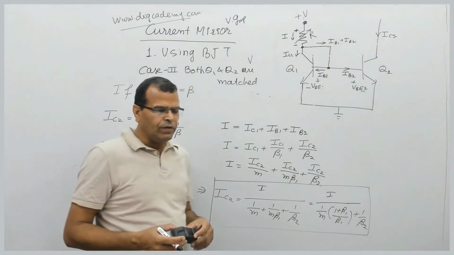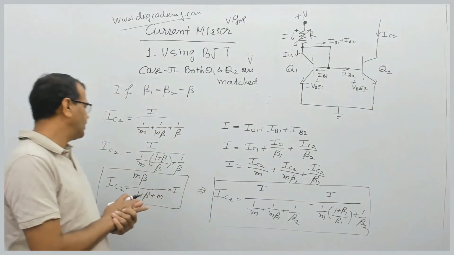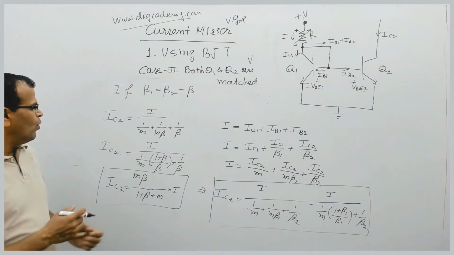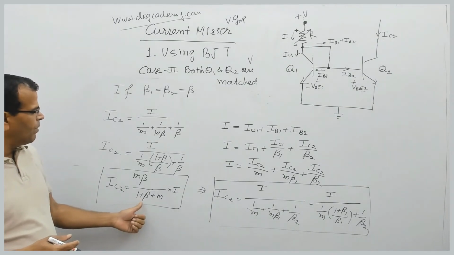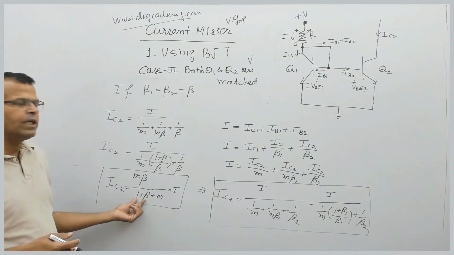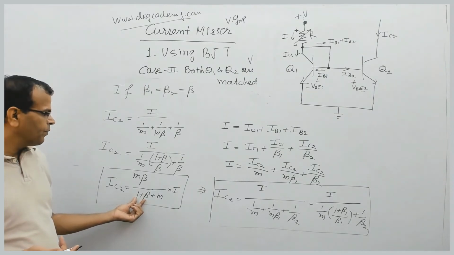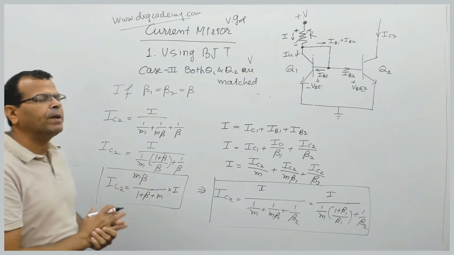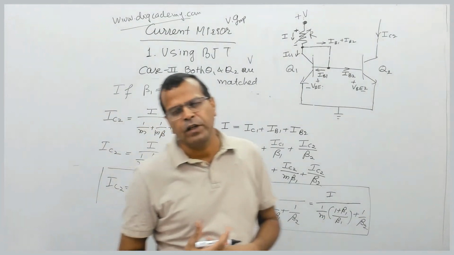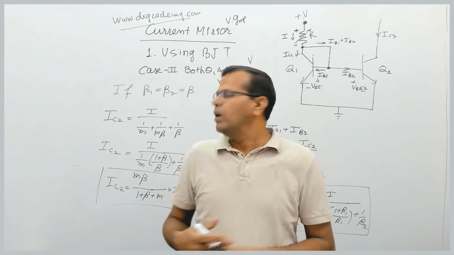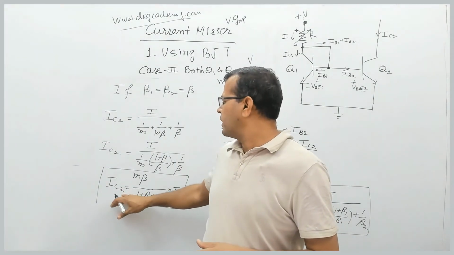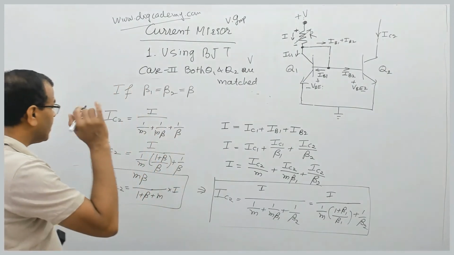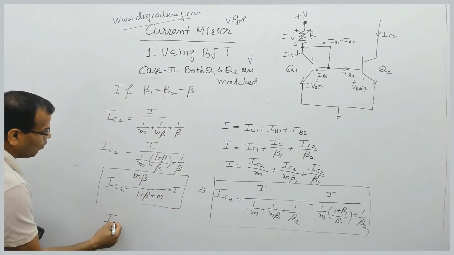Fine. So this way you can derive the relationship between the two. And we know that if you compare, 1 plus beta is approximately equal to beta. So you can replace it by beta and so on. Fine. But this is the exact expression of the collector current in terms of current I. But what is current I? I repeat, what is current I?